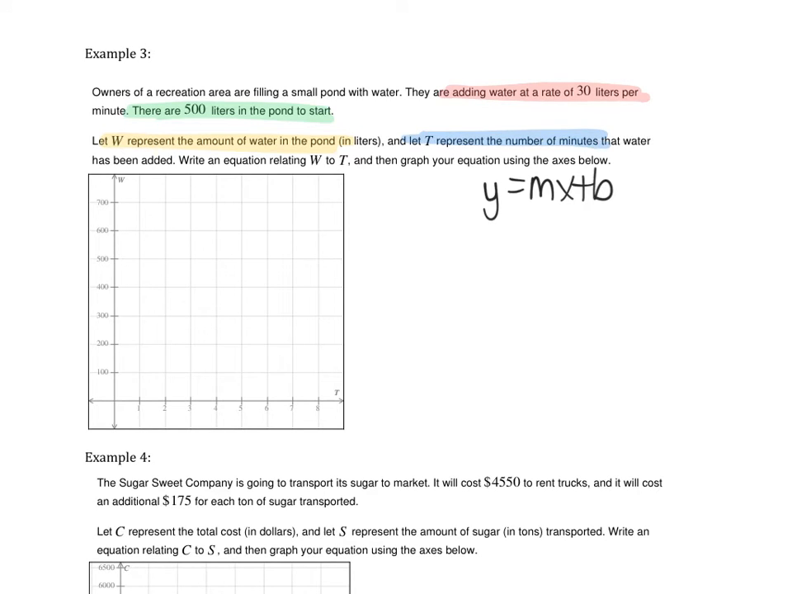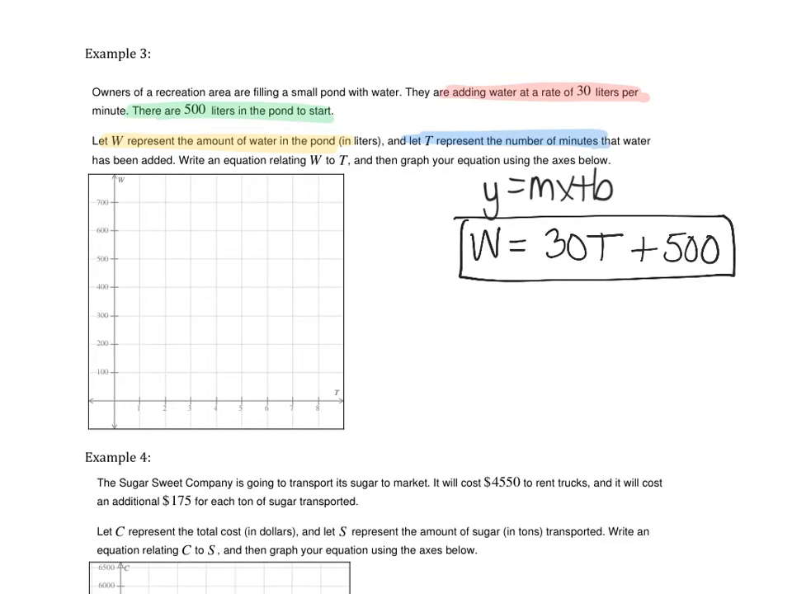So that must be my independent. So then we go to make our equation from here. Our total amount is W, so Y, is equal to the slope, which is 30, T, plus we started with 500 liters in the pond. There is our equation.